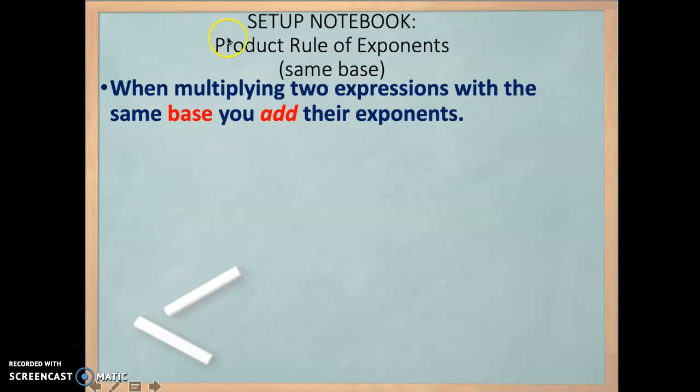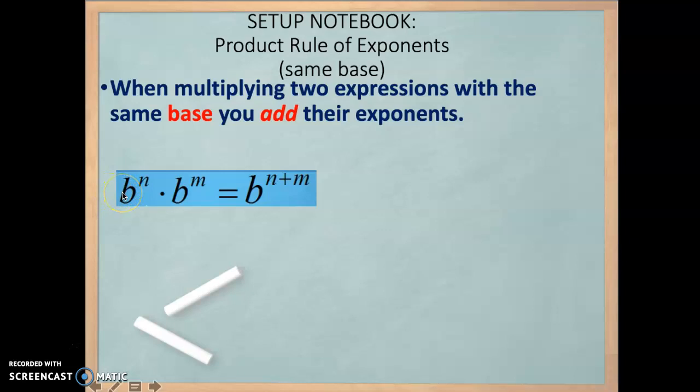Here is your title, the product rule of exponents with the same base. Please label that. You're going to go ahead and write this definition. Pause the video so you have time. Alright, so the rule states when you multiply 2 expressions with the same base, you're going to go ahead and add the exponents. Write this example down now in your notebook.